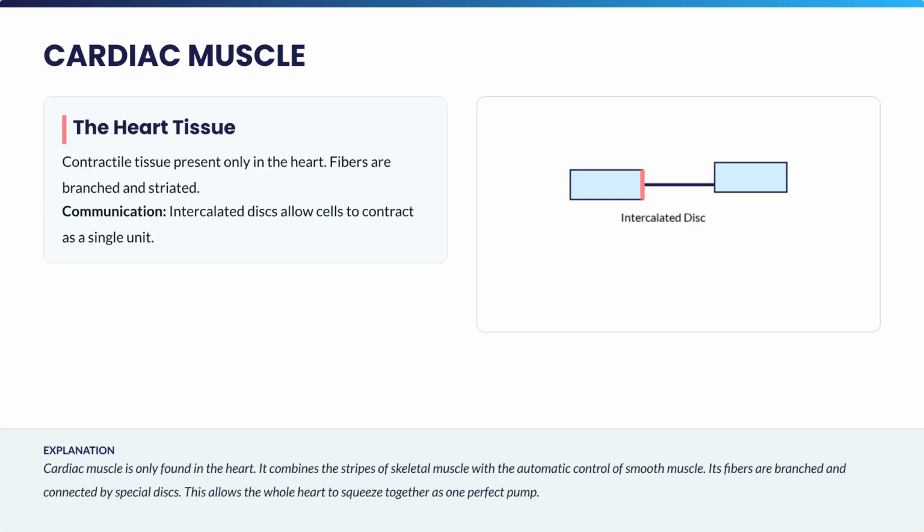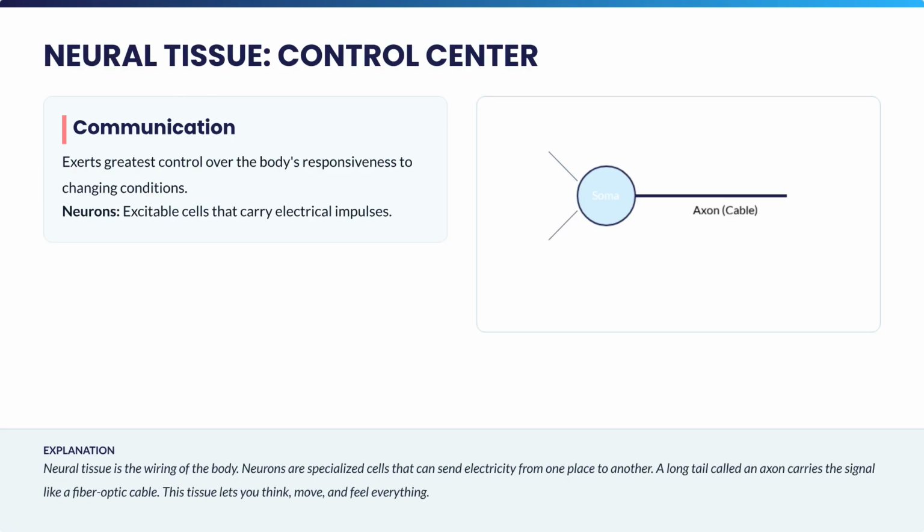Cardiac muscle is the contractile tissue found only in the heart. Its fibers are branched and striated, connected by intercalated discs. These discs allow the heart to contract as a single, perfectly coordinated unit. Neural tissue is the body's control center, exerting control over the body's responsiveness. Neurons are excitable cells that carry electrical impulses, allowing us to think, move, and feel.